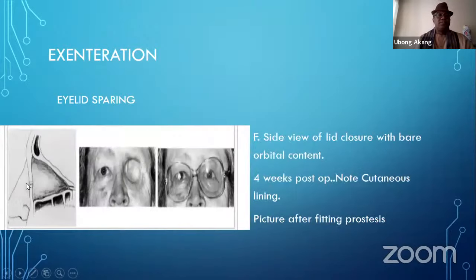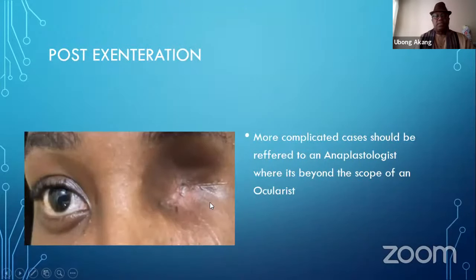This is the view of the lid after you've removed everything, after granulation. This is what you see. And then you can do a spectacle-mounted prosthesis. These are the types of things we see. For a more complicated case, more than this, you may need the services of an anaplastologist.